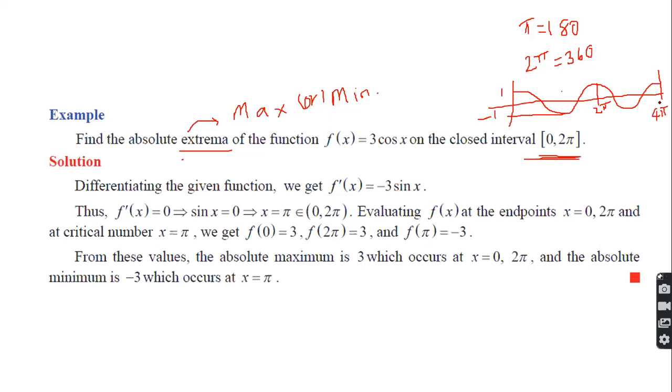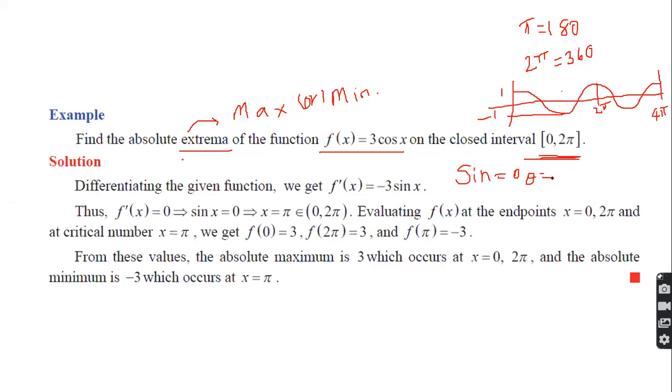Okay. So here, how to find the maximum and minimum value for the given function f of x equal to 3 cos x? Differentiating the given function, f dash of x is minus 3 sin x. That is, keep the 3, and the differentiation of cos x is minus sin x, so minus 3 sin x. See that f dash of x equal to 0, so sin x equal to 0. When is sin 0?